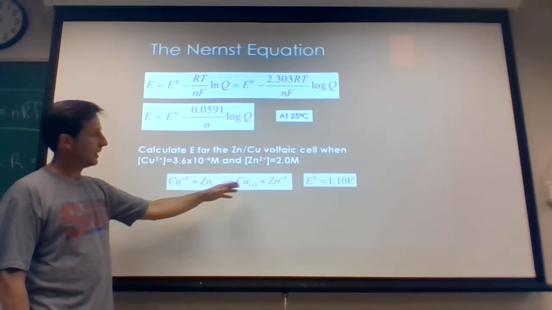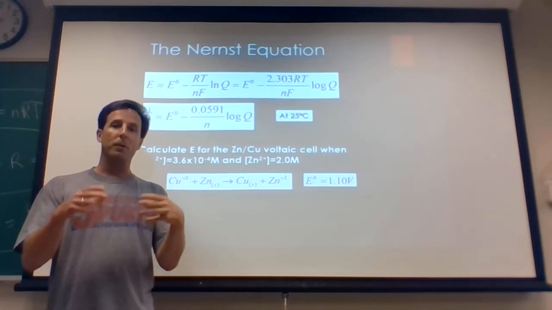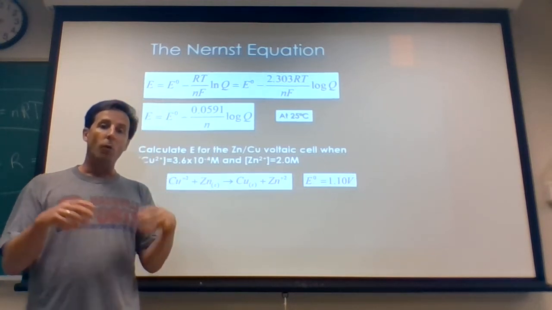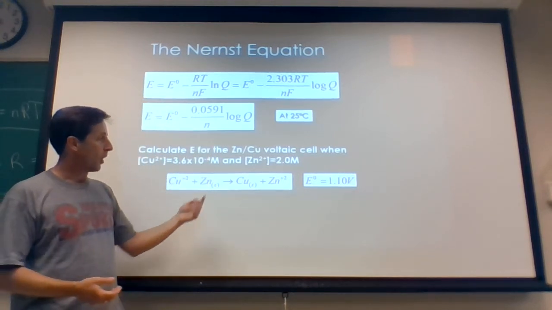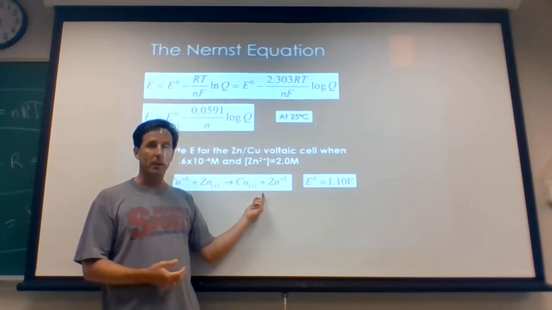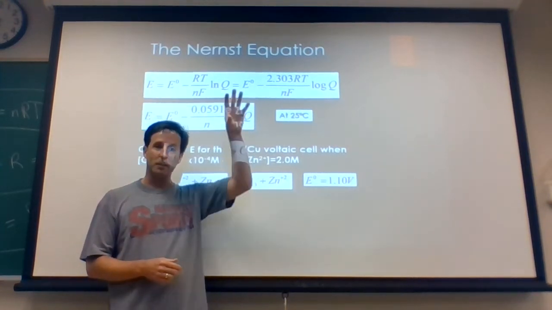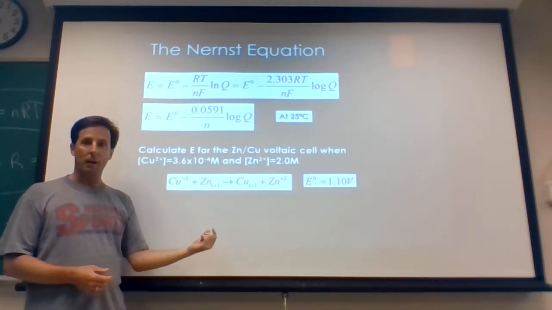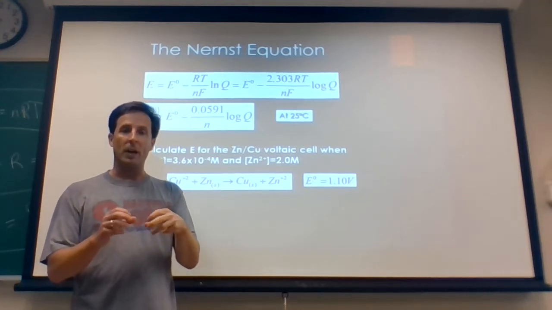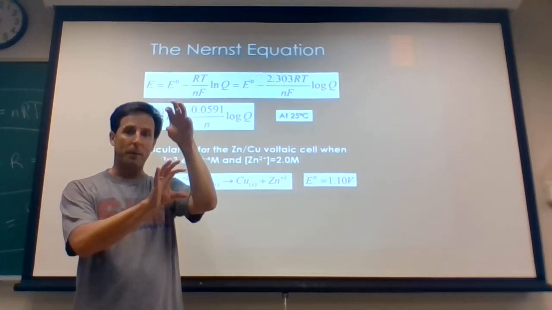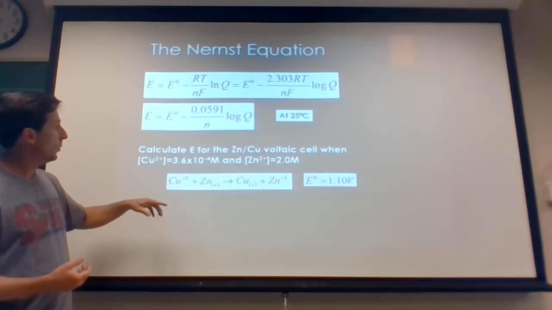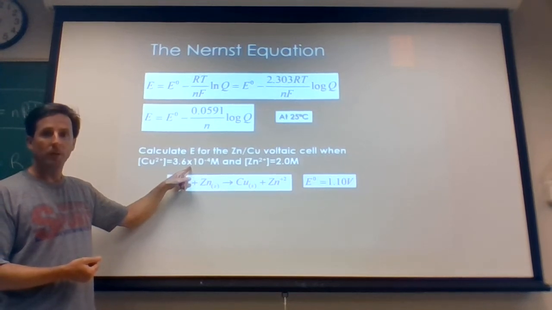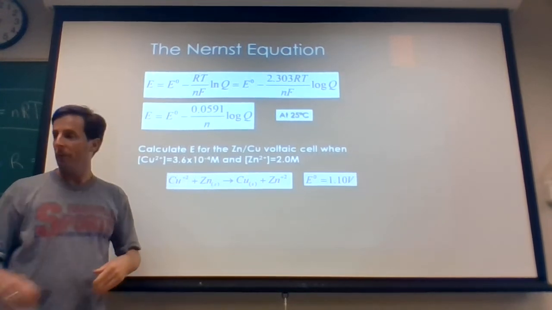So I've got my reaction. If I set up my equilibrium expression, K equals products over reactants, only aqueous ions are going to appear. On my product side, the only thing that's going to appear in my expression is the concentration of zinc, on top. And on my reactant side, the concentration of copper ions is going to be on the bottom. So Q is going to equal the concentration of zinc over the concentration of copper. Q will be 2 molar over 3.6 times 10 to the minus 4 molar. Divide those two numbers, that's Q.